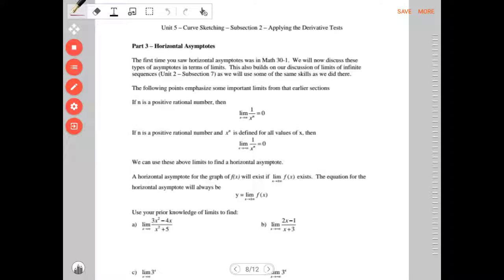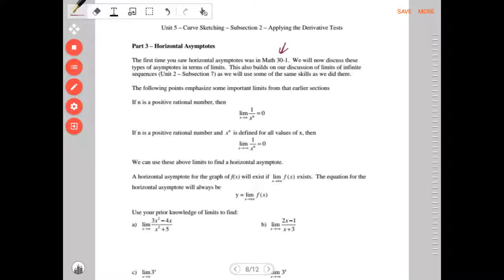Part 3, horizontal asymptotes. Again, this one will probably be a little longer than the last one, but not nearly as long as the one before. So we're kind of in the middle. So, horizontal asymptotes, we saw these first in Math 30-1. We're now going to discuss these in terms of limits.